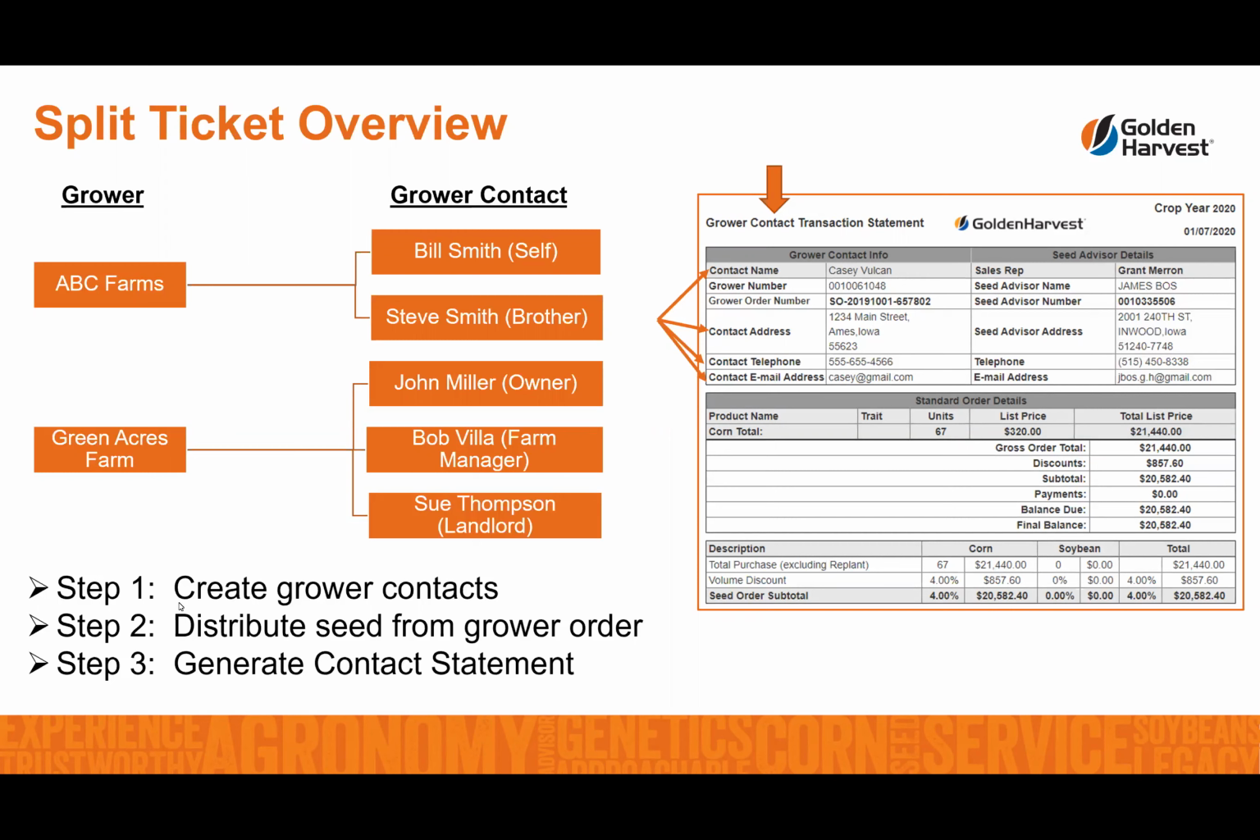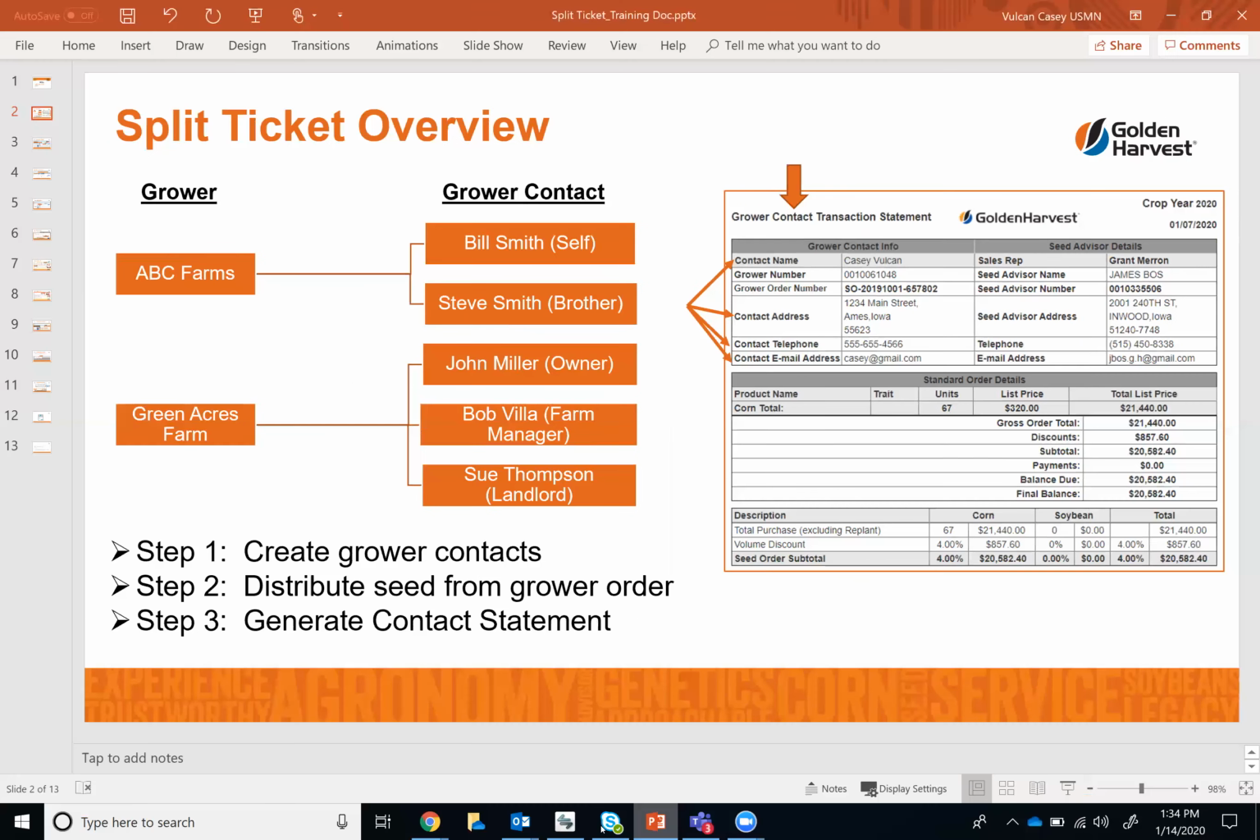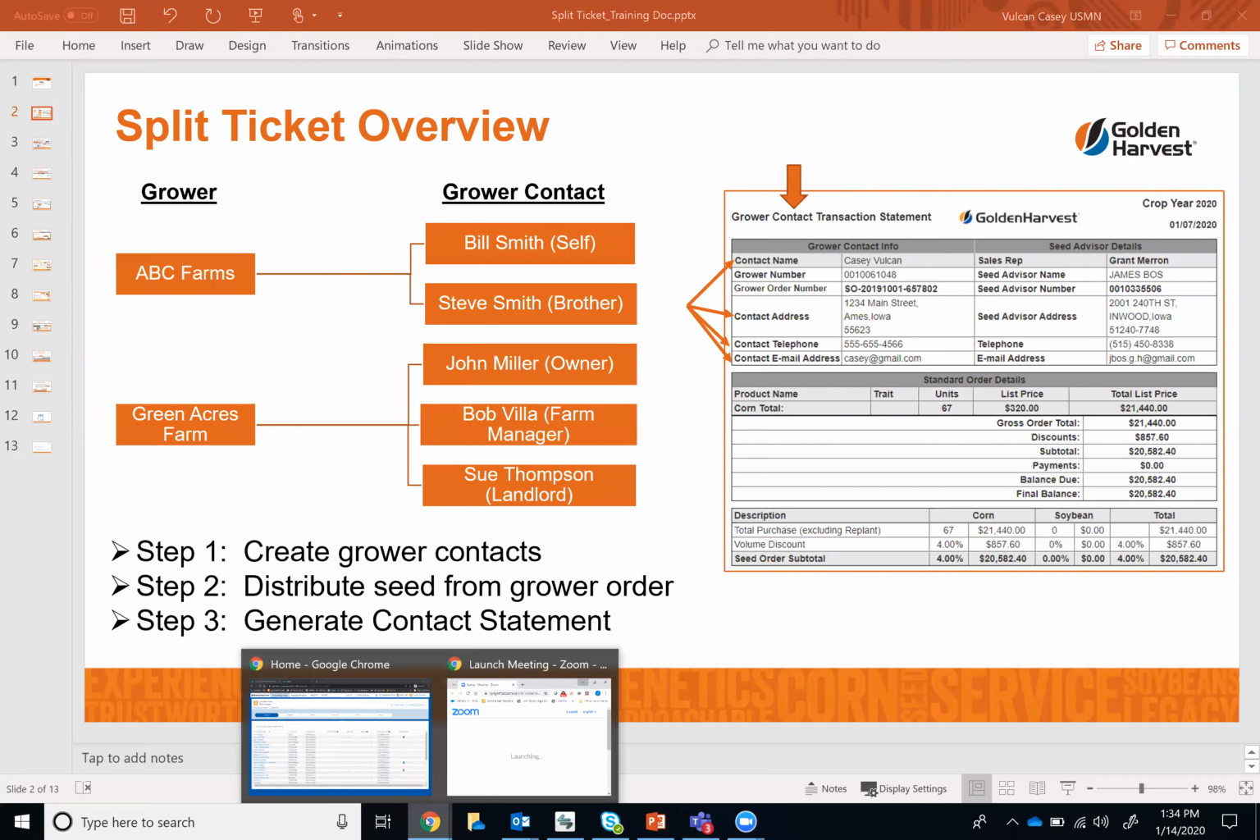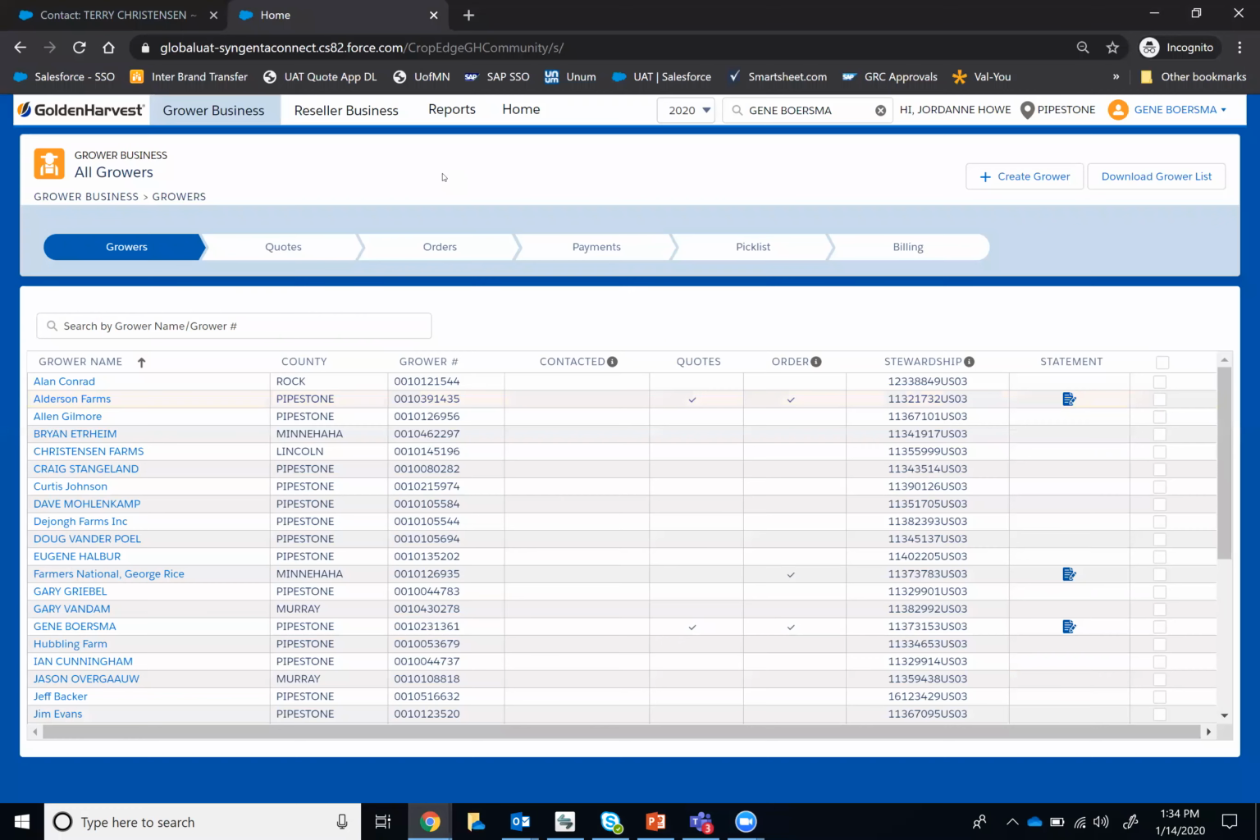So we're going to do this with 3 steps, and I'm going to demonstrate each one of these today in CropEdge. The first one is you create contacts for that grower. Second step is to distribute the seed from the grower order down to those contacts. And then the third step is generating the statement that you see on the right-hand side. So I'm going to jump into CropEdge and do a demonstration of what this looks like.